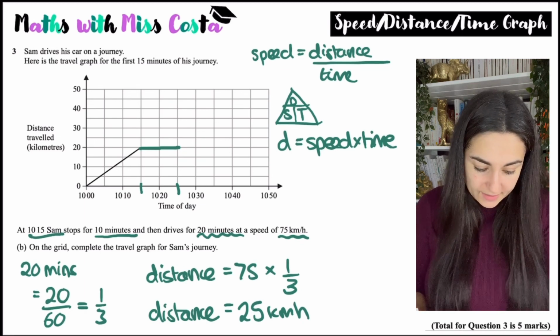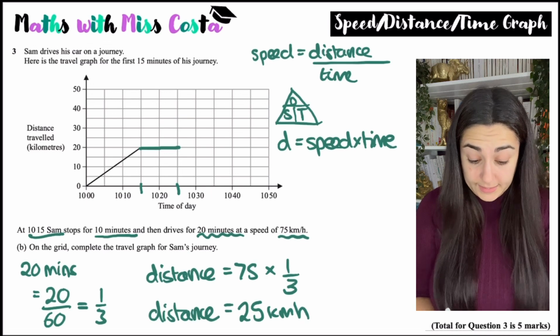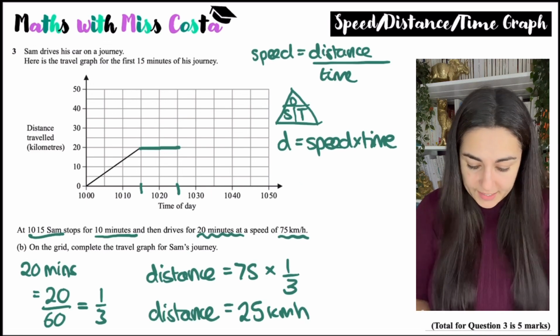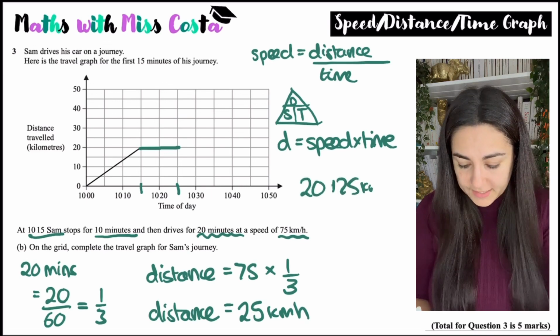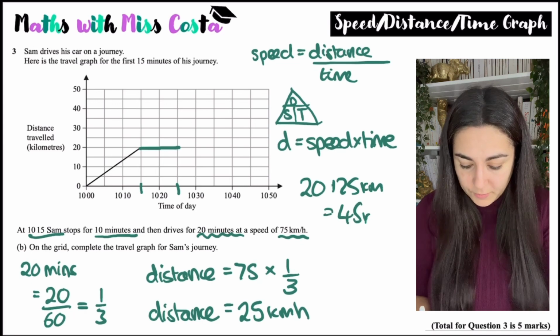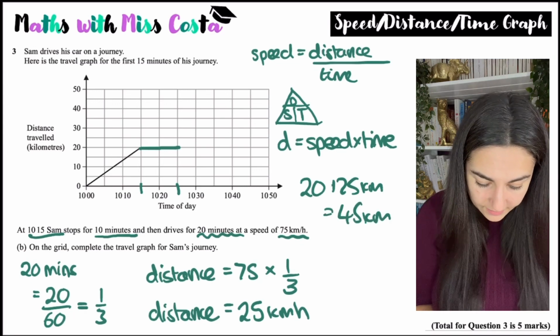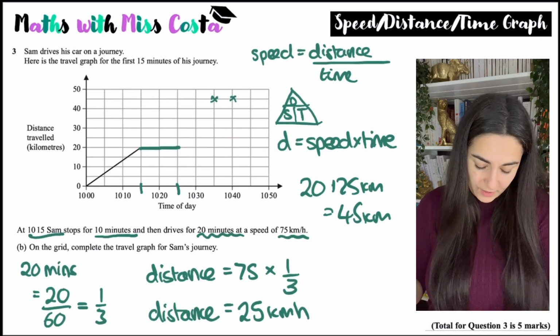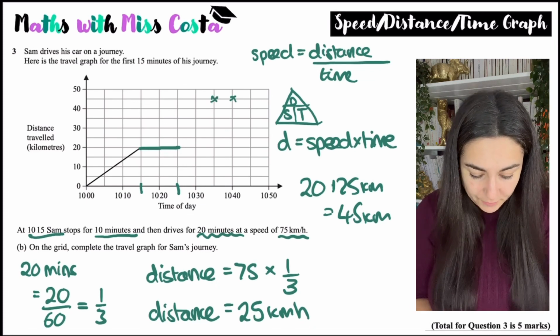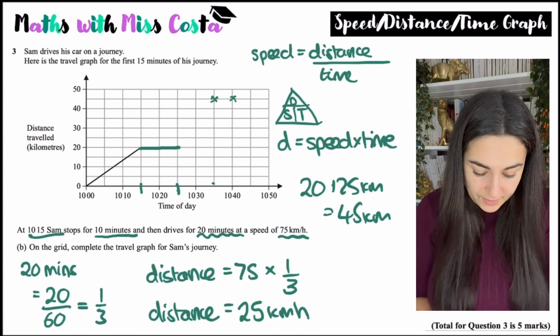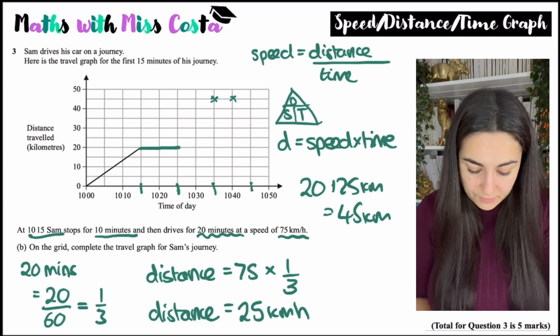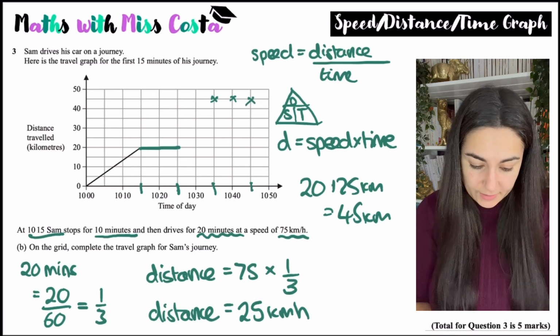So 20 is the distance that you start at. So 20 plus 25 kilometers is 45 kilometers. So you know you're going to end up here, over there. I haven't worked out the time yet. And the time is 20 minutes. So from 10:25 to 10:35 is 10 minutes, to 10:45 is 20 minutes. Okay, so this is where you want to end up.